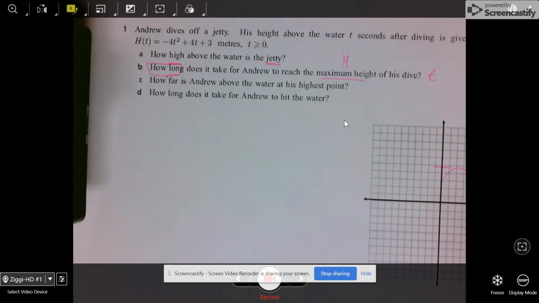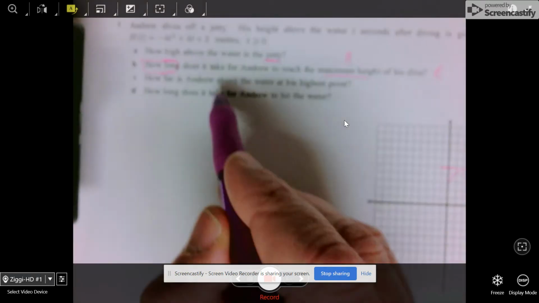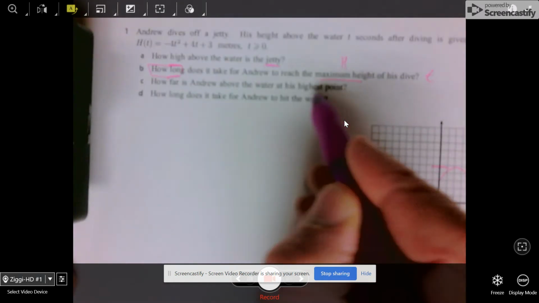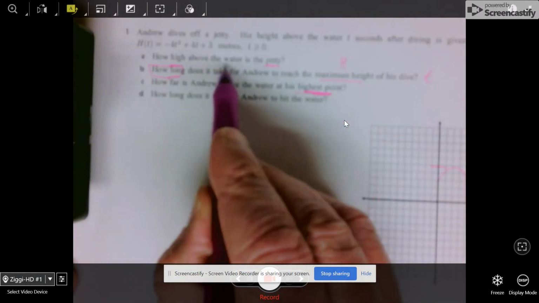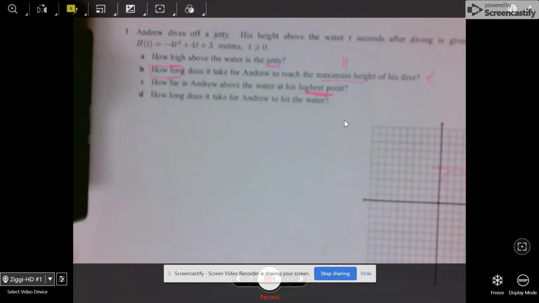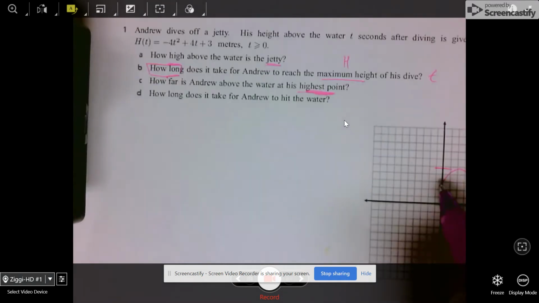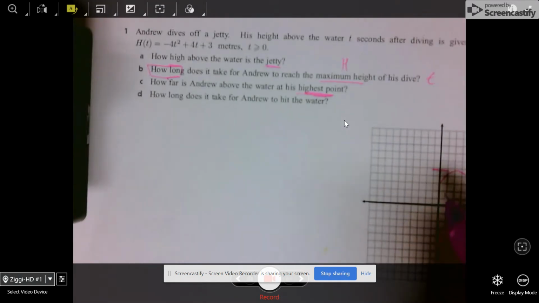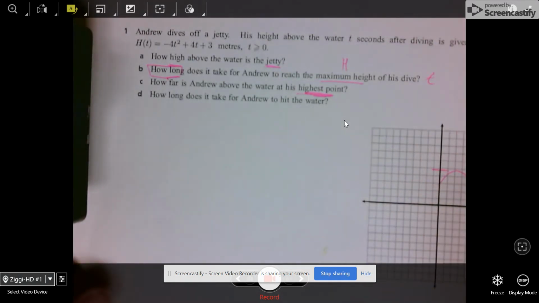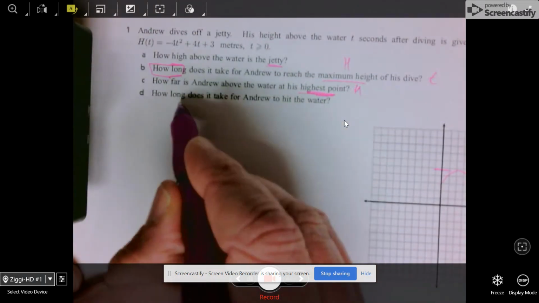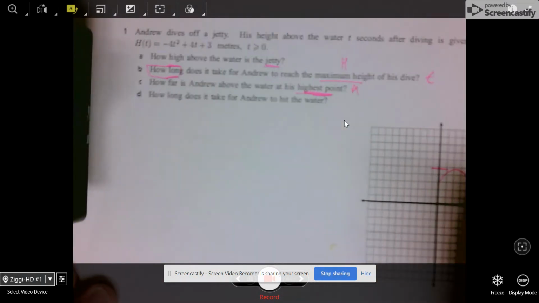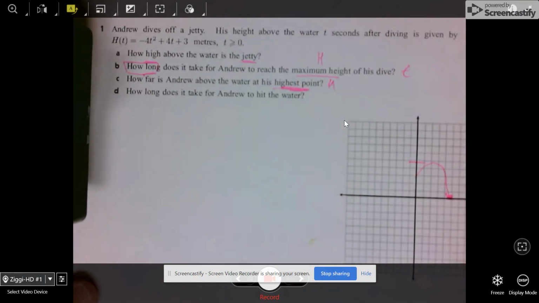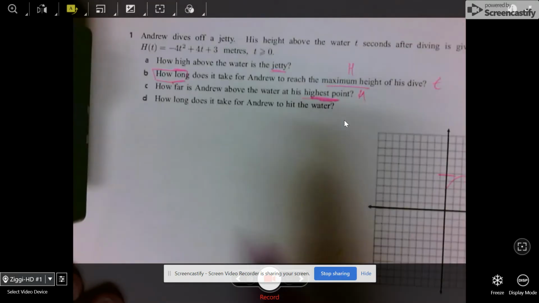How far above the water is at his highest point? Sorry, that's the vertex. How high above the water is the jetty is what he jumped off of. So that's this thing right here. That's actually the y-intercept, but it's also a height. And how long does it take for him to hit the water? So we're finding the 0 right here where this thing happens.